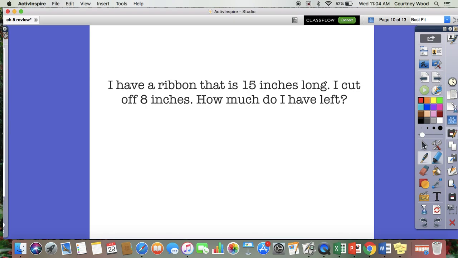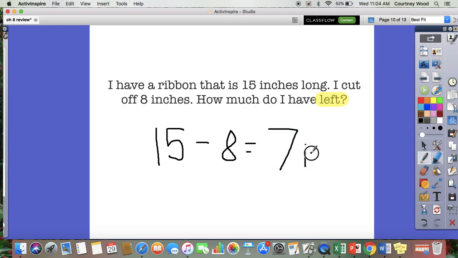Okay, let's look at this. I have a ribbon that is 15 inches long. I cut off 8 inches. How many do I have left? I see a keyword here. What does left mean? What am I going to do? Addition or subtraction? Subtraction. So we are going to do 15 minus 8. Does 15 minus 8 equal? Seven inches. And that would be your answer.